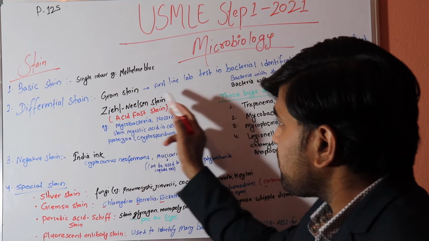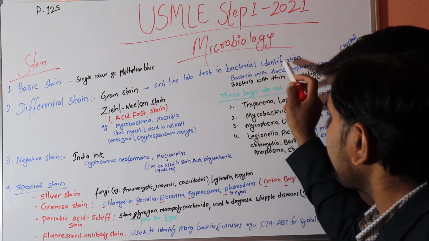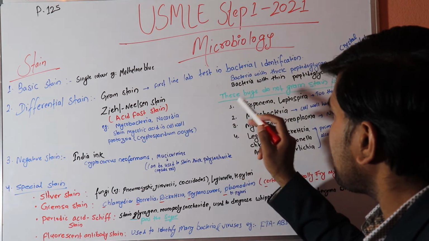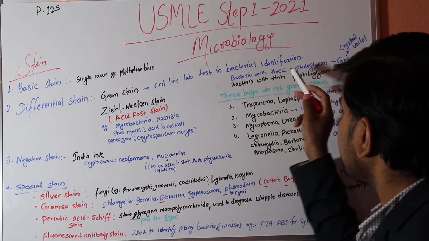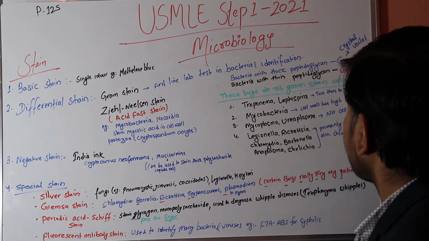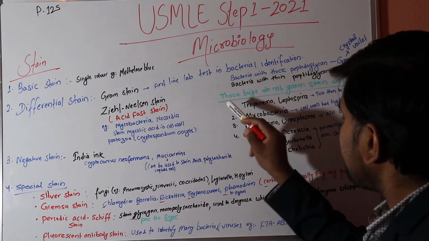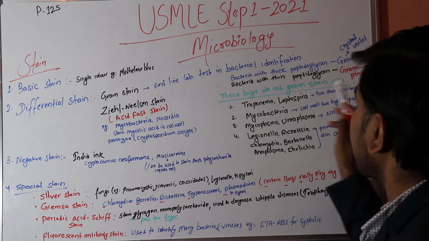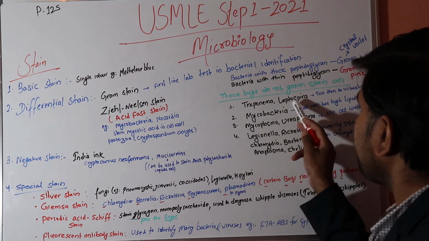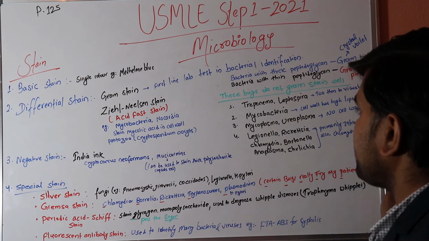Okay, so let's talk about this. Differential stain, gram stain, is the first line lab test in bacterial identification. This is the first test which we do in the lab. Bacteria with thick peptidoglycan are called gram positive. Bacteria with thin peptidoglycan we call gram negative, which takes the counter stain color. There are some organisms that do not gram stain well, and that is Treponema pallidum and Leptospira species, because they are too thin to visualize.